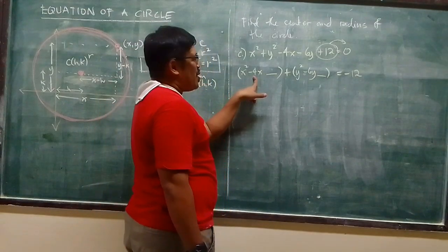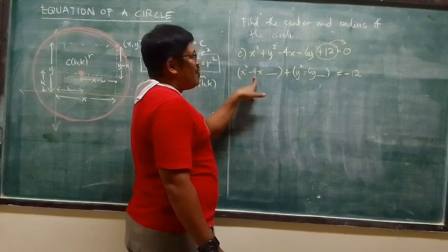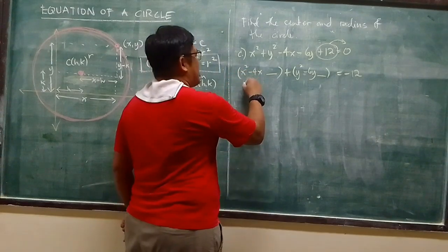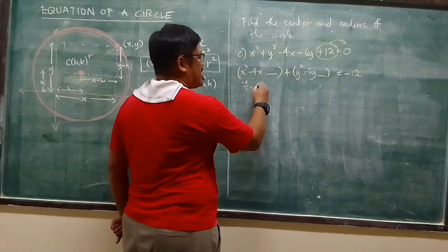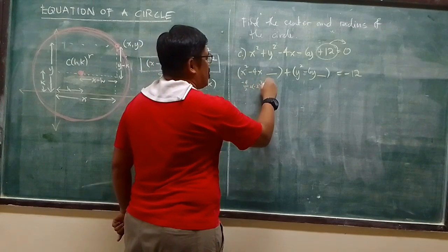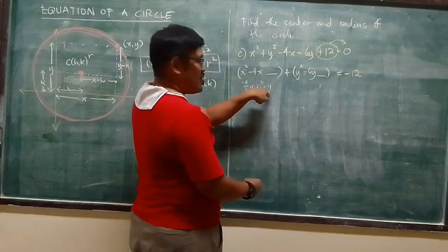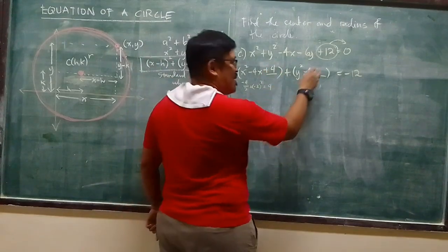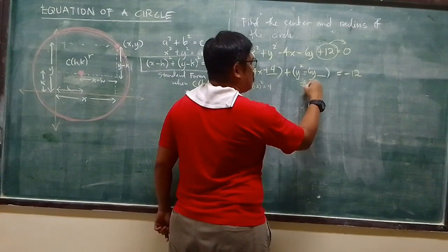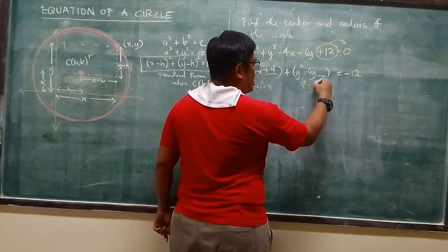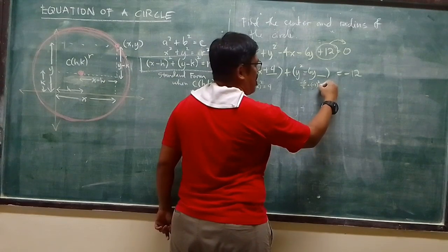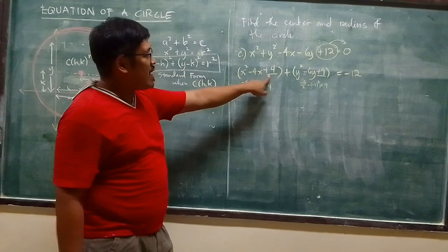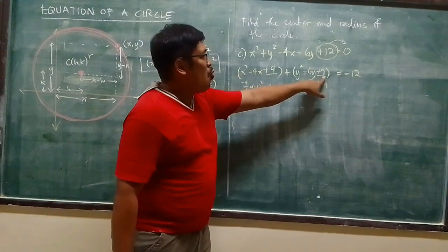So, negative 4 divided by 2, naalala nyo, negative 4 divided by 2 is negative 2, and then getting the square of that would be 4. So, plus 4. Then sa kabilang side naman, negative 6 divided by 2 is equal to negative 3, and getting the square of that would be equal to 9. So, plus 9 na dito. Okay, so plus 4 dun sa x, plus 9 dun sa y.